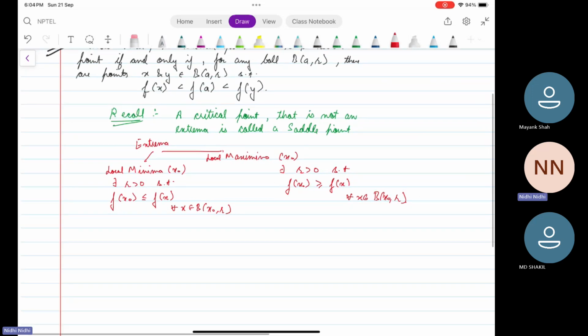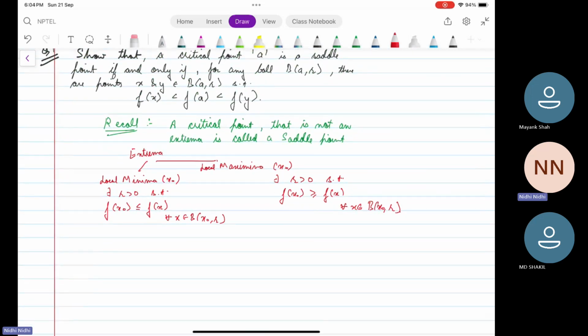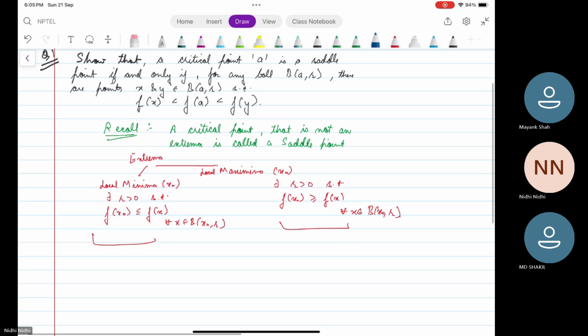Using this definition, it is clear that if a point is neither maximum nor minimum, then it is a saddle point, and in that case neither of these inequalities will hold, or we can say that both of them will hold simultaneously. So let's formally prove this. This is an if and only if statement. We'll start with one side. Let's start with A being a saddle point.